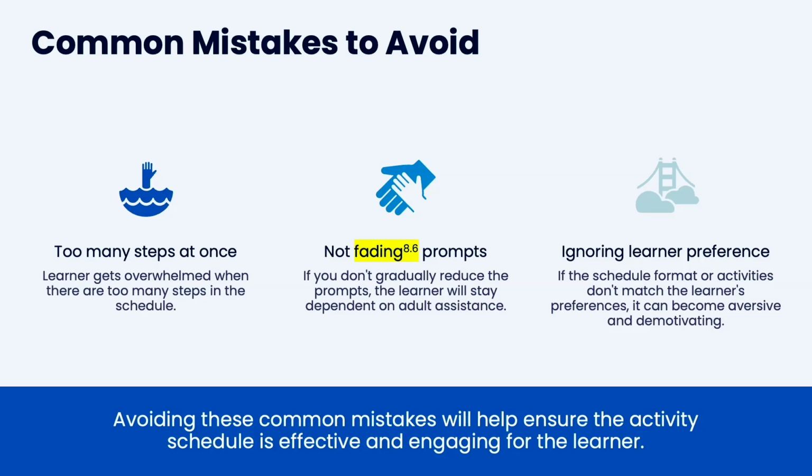Not fading your prompts happens a lot. You're not fading out the prompts. Eventually the schedule should be completely independent where they walk to it and they go, oh, this is what's next. And maybe there's materials you have to pull out for that. That's fine. You pull that out. But you wouldn't pull that out before they acknowledge that this is next, because they should be prompting you for their next activity.